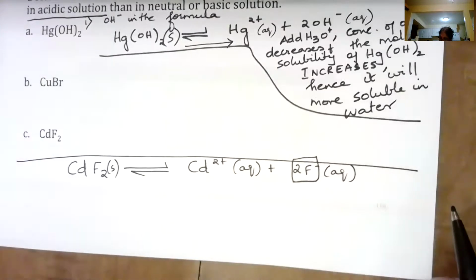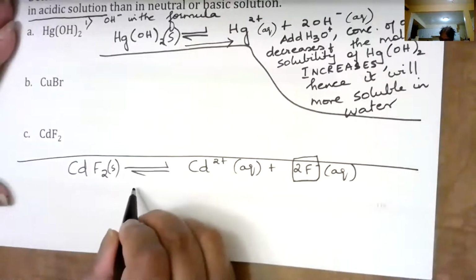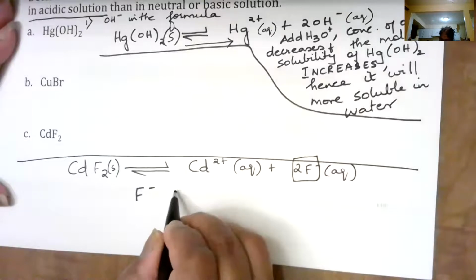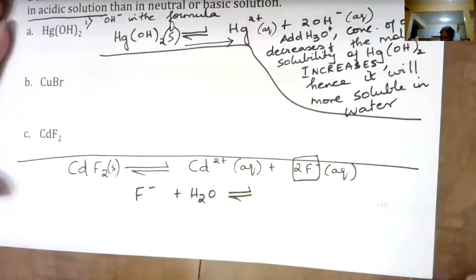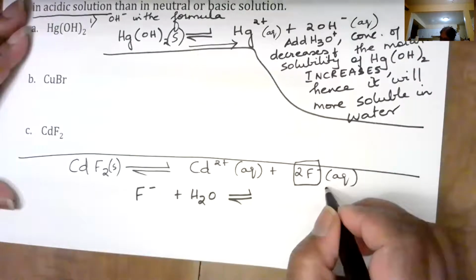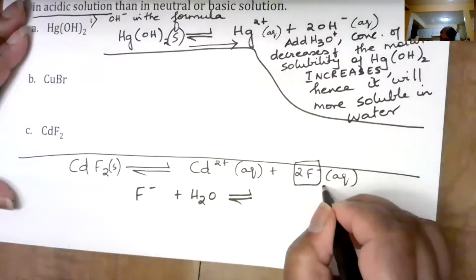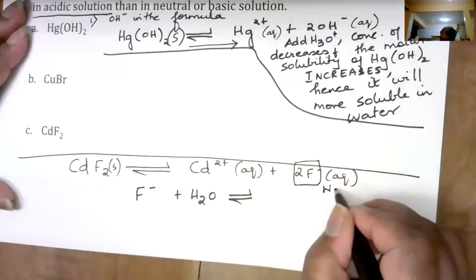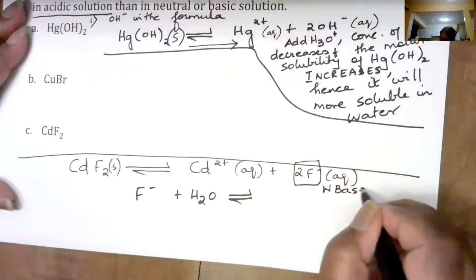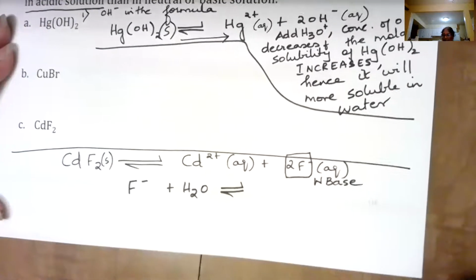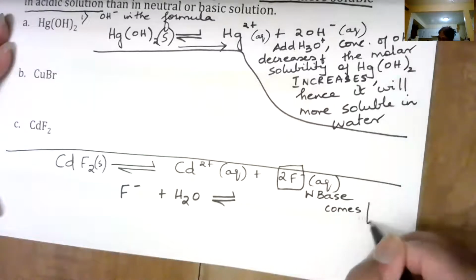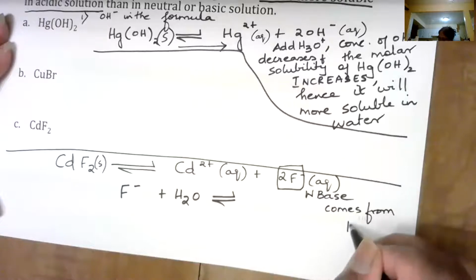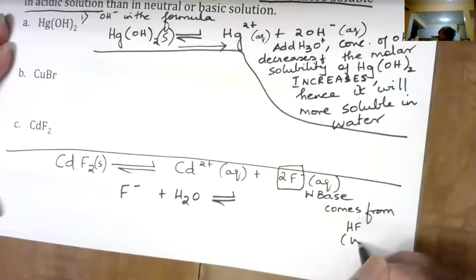F minus, I'm going to take F minus, and this is all in water, right? This is all in water. So this is a weak base. And where is its origin? It comes from HF, which is a weak acid.